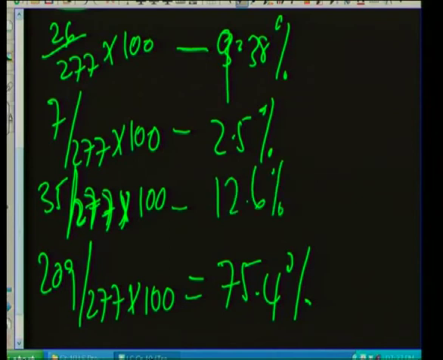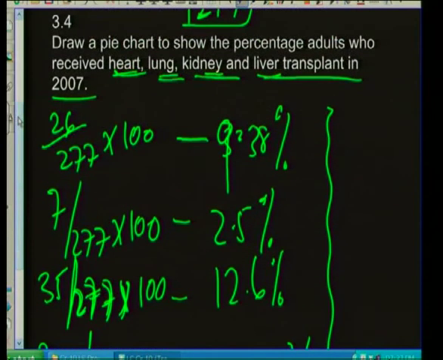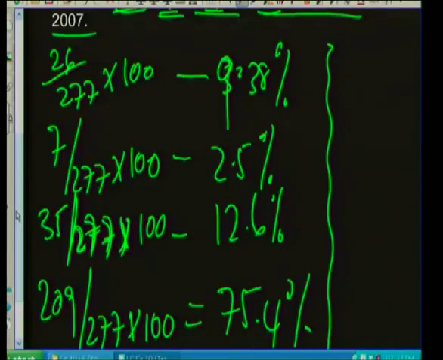Now you need to go a little further, because you need to plot a pie chart, and a pie chart is based on a circle, and a circle is made up of an angle of 360 degrees. So you're going to take these percentages and convert them into degrees. Now I'm going to do this very quickly for you. The first one there, 9.38%, gives us an angle of plus minus 33.8 degrees.